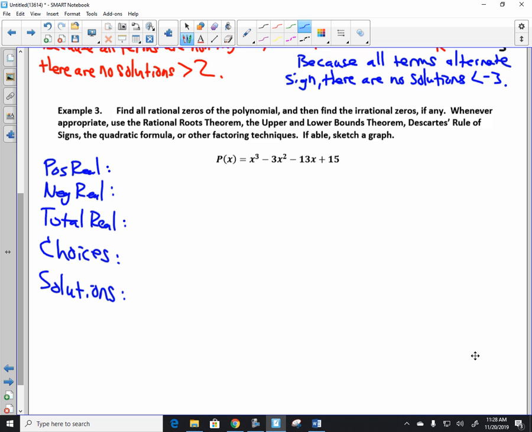Now recall, Descartes, Newton, all those guys, they don't have a calculator. So we're going to see how long it would take them using this method.